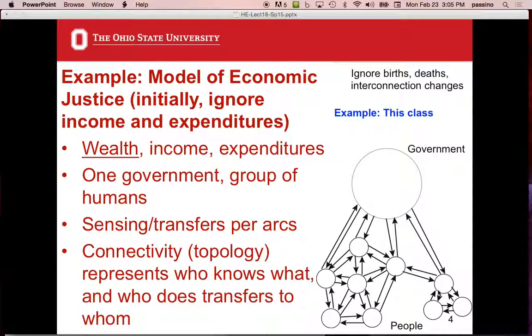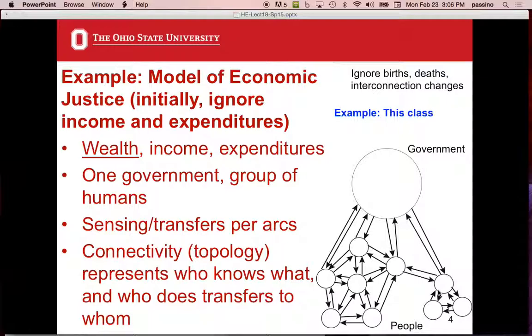Okay, so let's get into some details. We're going to do one type of model of economic justice and ignore many other things. I'm going to ignore income and expenditures. I'm just going to focus on wealth. Wealth is sort of how much you own. It could include things like I own this computer, and I've got money in my pocket. It could be my house, my whatever. It could include all that. But I'm going to take all of the capital assets and so forth, liquidate them, and think of everything as money that can be passed around.